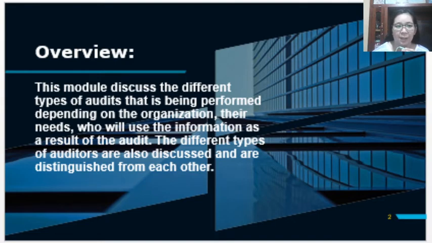module. So this module will discuss the different types of audits that are performed depending on the organization, their needs, and who will use the information as a result of the audit. The different types of auditors are also discussed and are distinguished from each other.